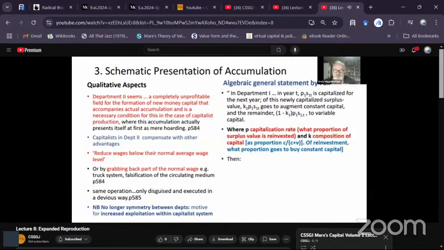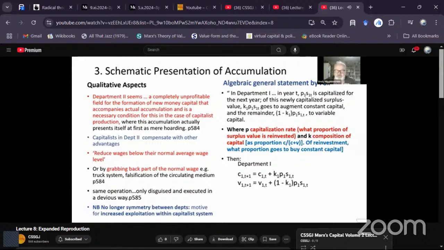Fox gives us a good expression algebraically. So there's two important parameters. Okay, one is what I've already mentioned, the rate of capitalization, which is the proportion of the surplus value which is going to be reinvested rather than just spent on luxury consumption. That's one variable he introduces. The other variable he introduces is what it's going to be spent on if it's reinvested, and he has a particular formulation of the composition of capital, which is this K, which is that both of these are maximum 1.